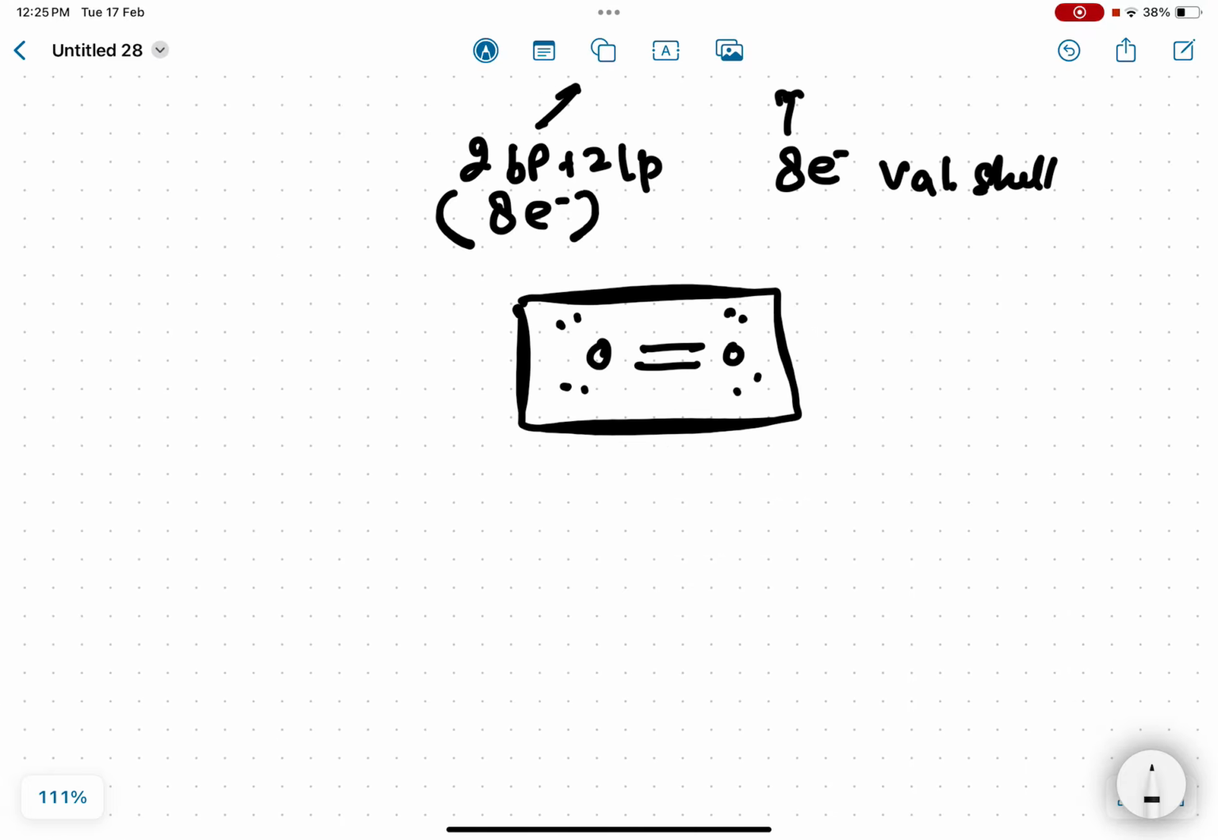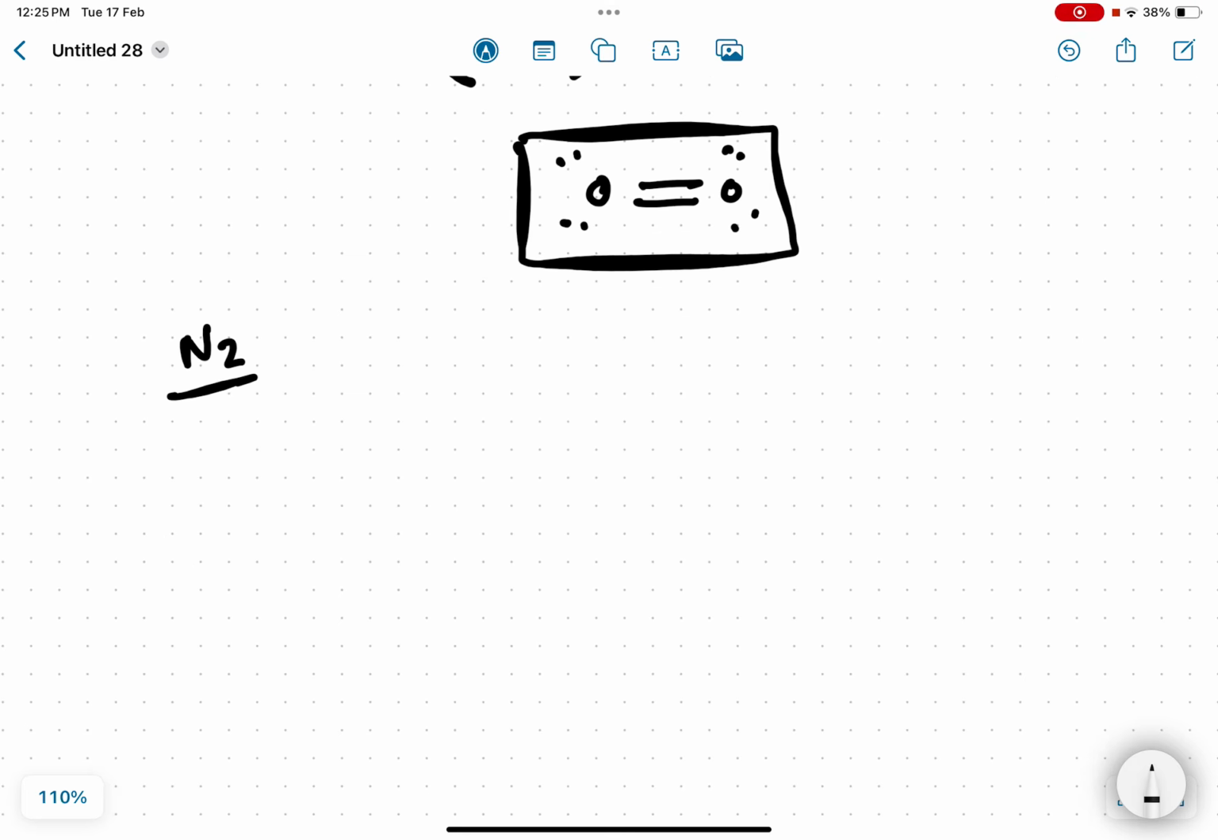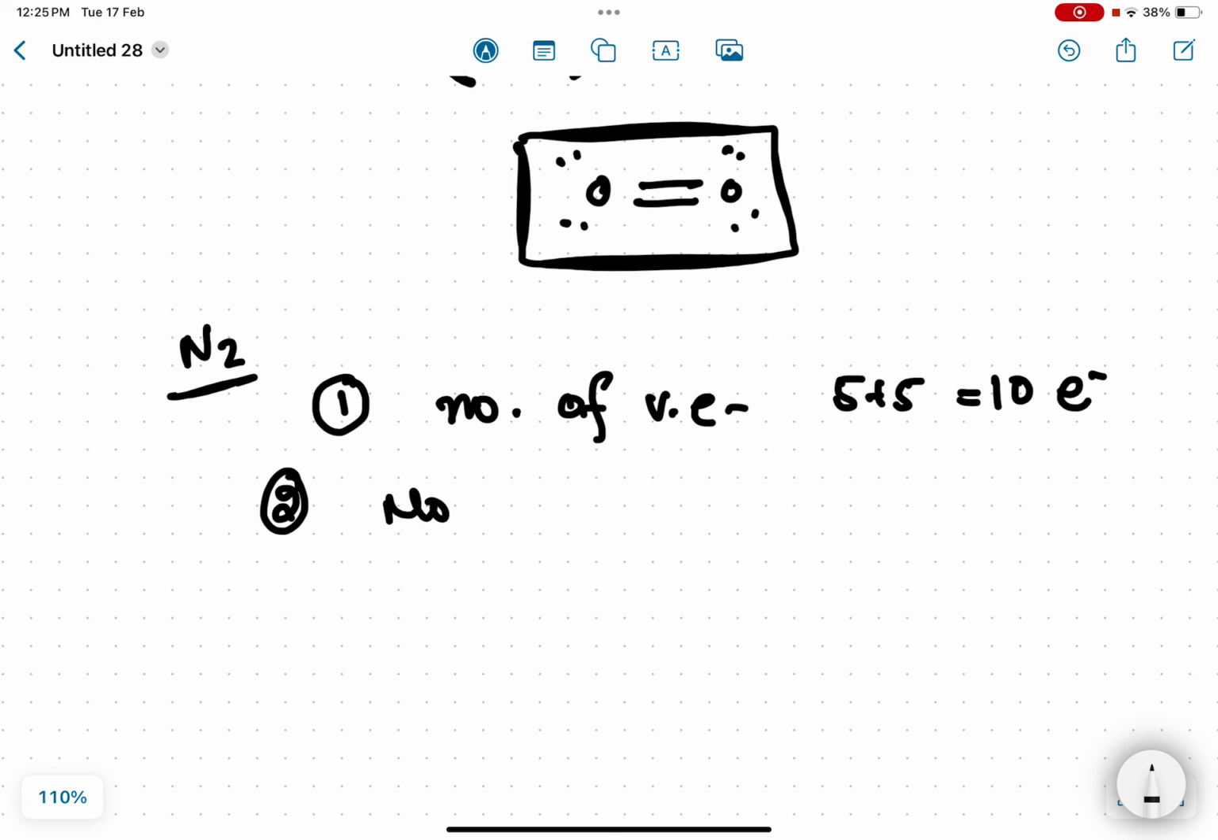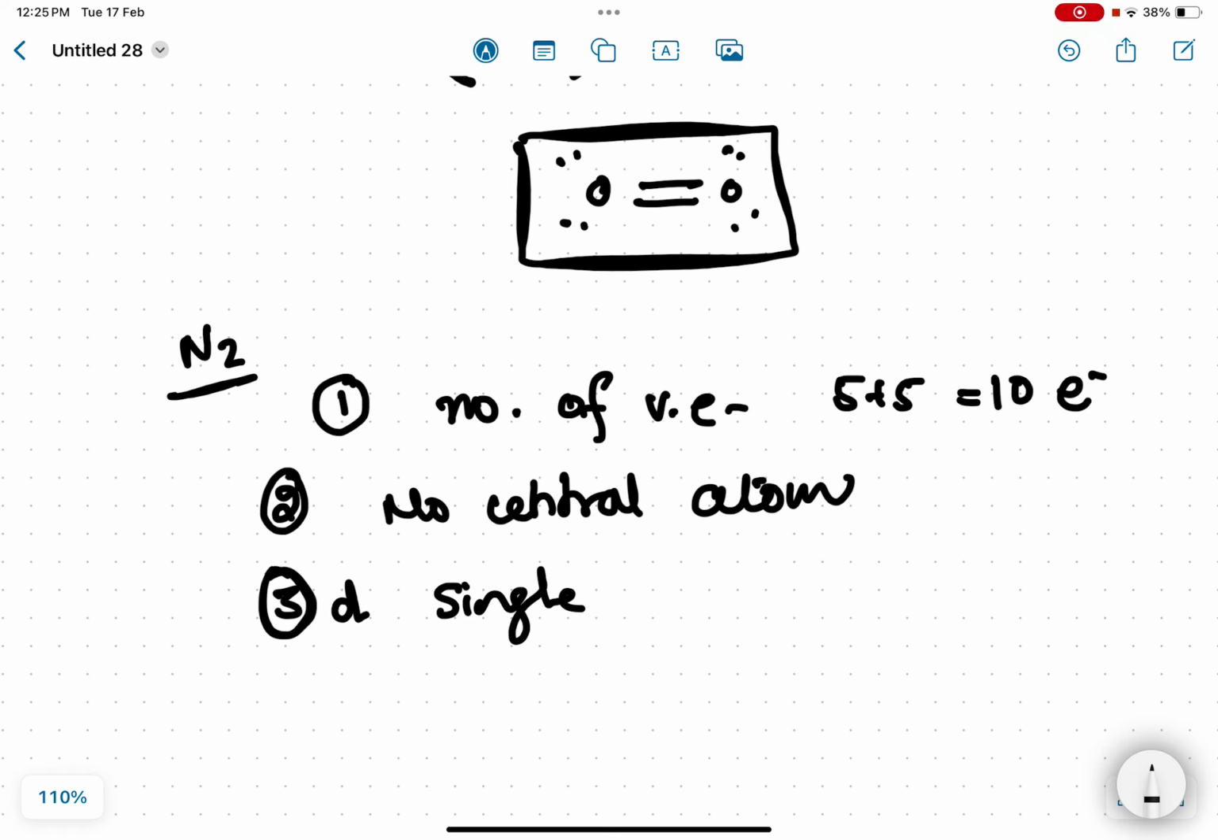Now let's take one more example of nitrogen. Same steps we will follow. First, number of valence electrons. Here it would be 5 plus 5, 10 electrons. Step 2, no central atom here also. Step 3, single bond. Draw a single bond between the atoms.